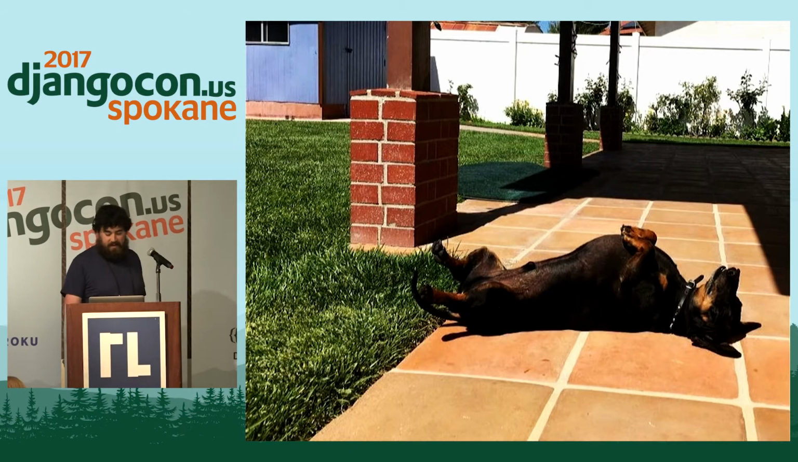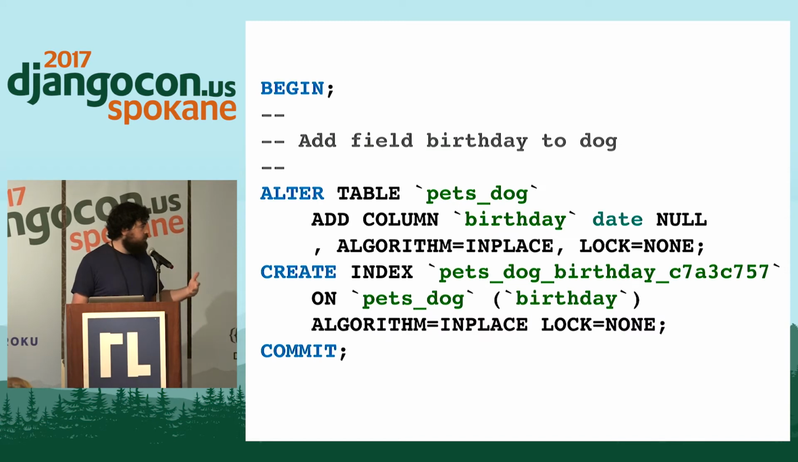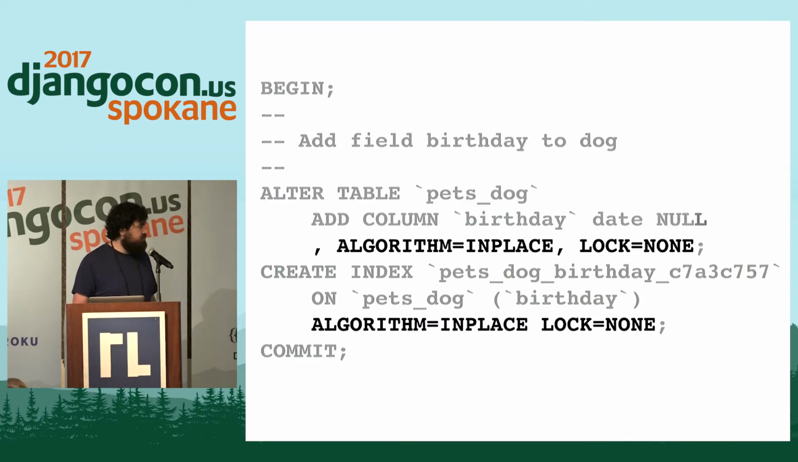So what can we do about that? MySQL 5.6 added some features for supporting sort of non-locking operations. How we take advantage of those is we can just alter the SQL that Django generated for us to add a couple more parameters so that it doesn't lock. Just a quick side note here: alter table uses commas and create index doesn't.